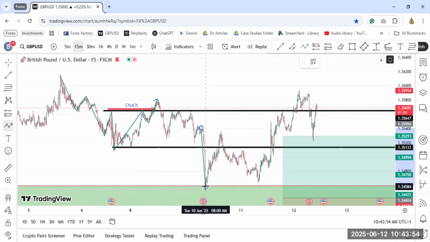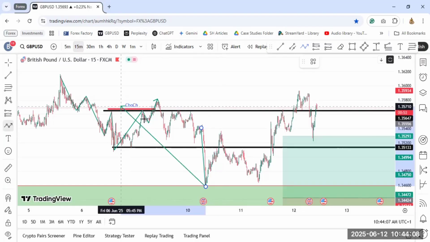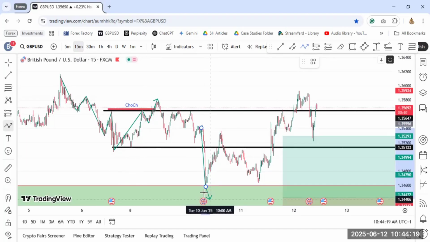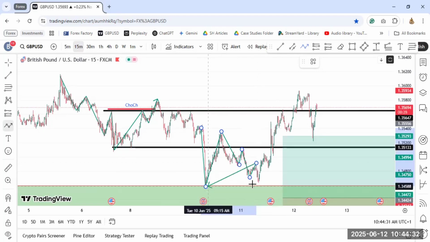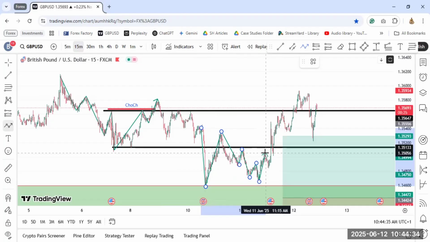Our eyes are ready now to start monitoring what is happening. It pushed up. We want a change of character after tapping into our zone. If you don't see the same thing that happened here, we want to see it happening when it taps into our zone. So it came down and tapped into our zone here, and then it pushed up and then came down again. It tried pushing up, it came down again, it tried pushing up, it came down again. It could not go below this point. Then it began breaking up again.